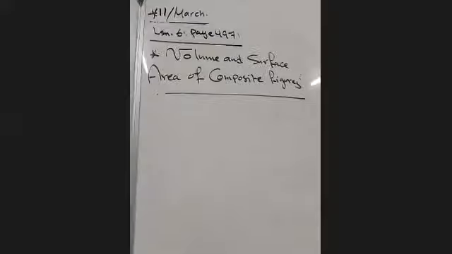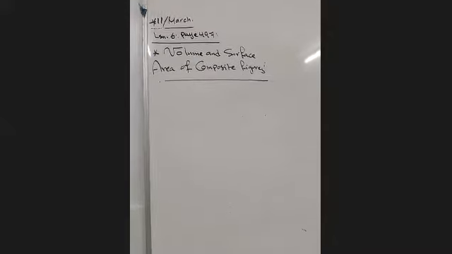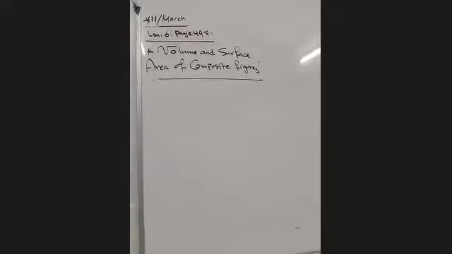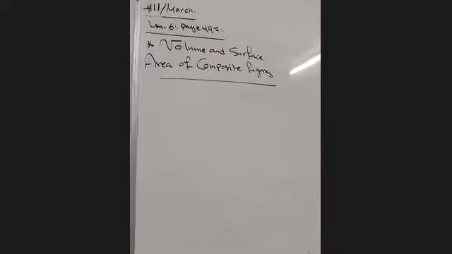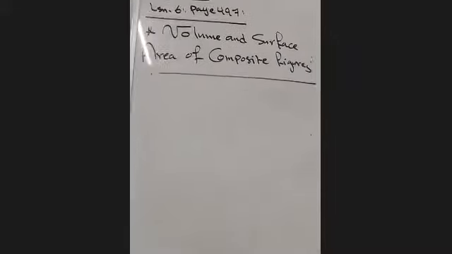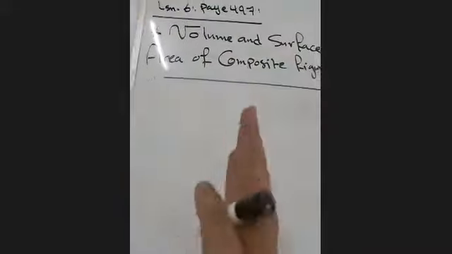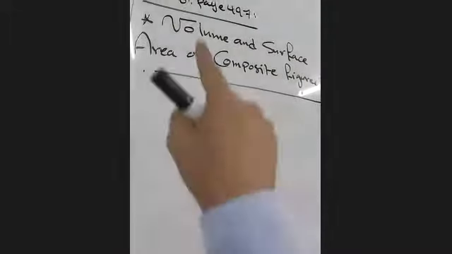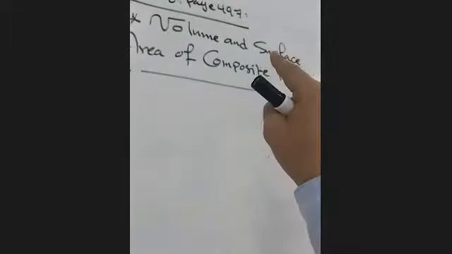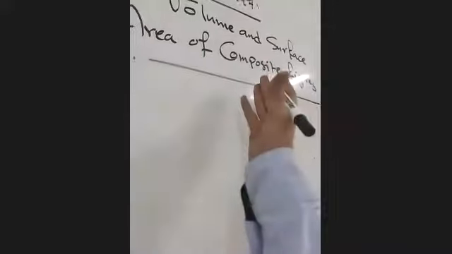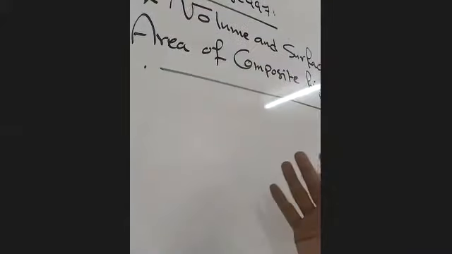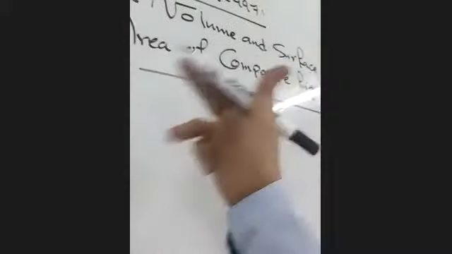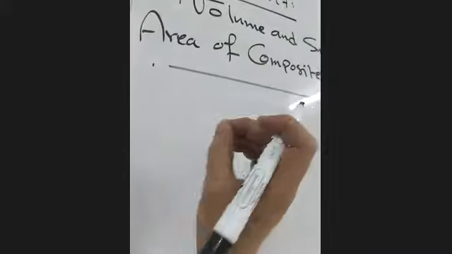Okay. Hello again, guys. Inshallah, today we will take lesson 6, page 497, volume and surface area of composite figures. Now, in the previous lesson, guys, we took three things. We took area of composite figures, we took volume of solids, and we took surface area of solids, right? If you remember, we revised the areas and we did a lot of areas before. Let's remember the volume quickly.